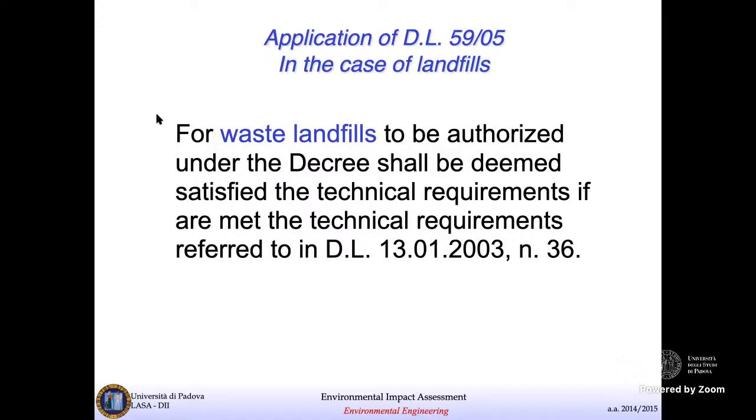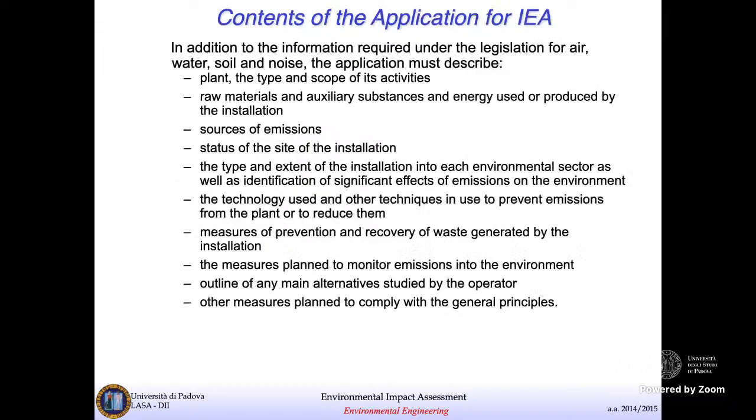Let's see an application of Law 59/2005 in the case of landfills. For waste landfills to be authorized under this decree, they should be deemed to satisfy the technical requirements if they meet the technical requirements referred to by Law 2003, number 36. This is the law of waste management in Italy, waste production and management in Italy.